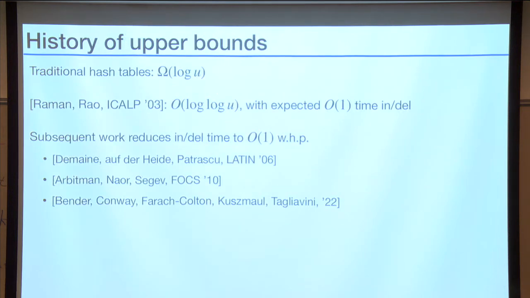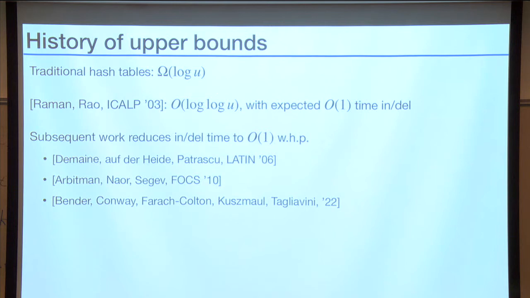OK, so what's the history of upper bounds for r, the number of wasted bits per key? In traditional hash tables, the value of r is big omega of log u. For example, if you have a hash table using linear probing with a constant load factor, say half of your table is empty, then you're wasting log u bits per key.